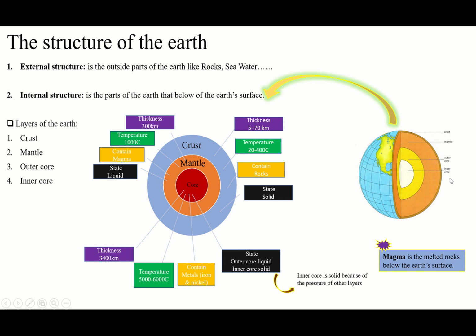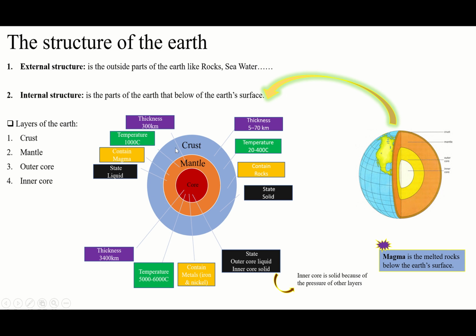And inside the Earth, okay? So the last layer. Crust, the first one. Mantle is the second one. Outer core is the third one. The fourth one is inner core. We have these four layers: crust, mantle, outer core, inner core. So these are the four layers of the Earth.